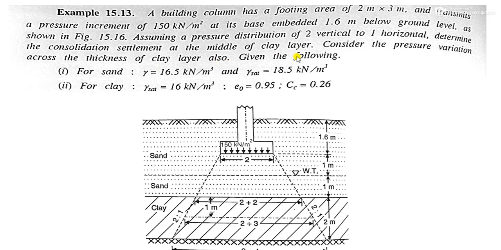Given the following: for sand, unit weight is 16.5 kN per meter cube and saturated unit weight is 18.5 kN per meter cube. For clay, saturated unit weight is 16 kN per meter cube. Initial void ratio is 0.95. Compression index Cc is 0.26. These values are available.